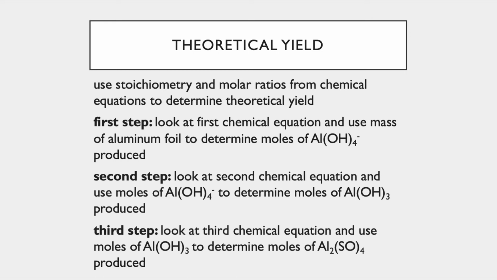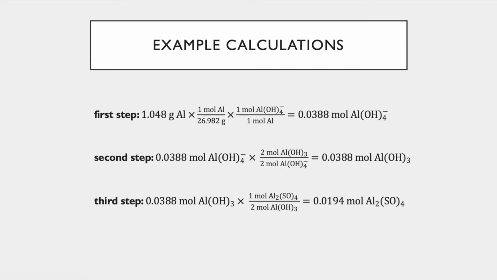The first step is to look at the first chemical equation and use the mass of aluminum foil to determine moles of Al(OH)4- produced. The second step is to look at the second chemical equation and use moles of Al(OH)4- to determine moles of aluminum hydroxide produced. The third step is to look at the third chemical equation and use moles of aluminum hydroxide to determine moles of Al2(SO4)3 produced. The following are example calculations of the first 3 steps.